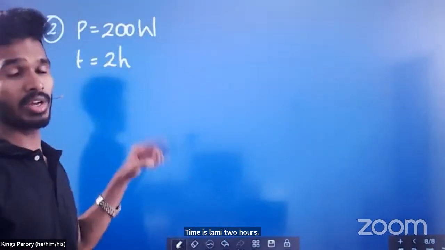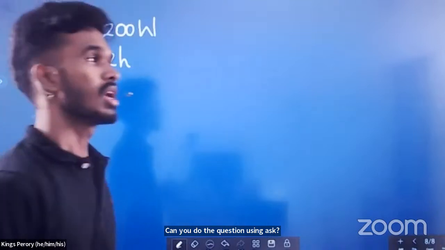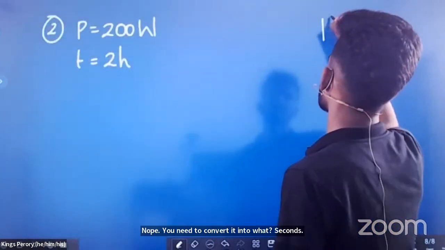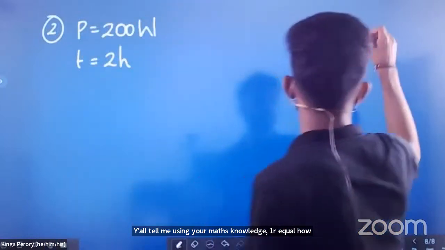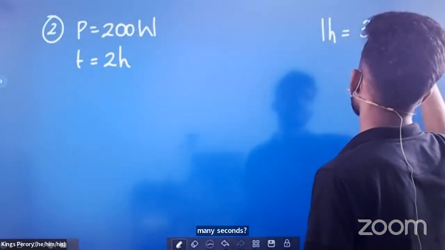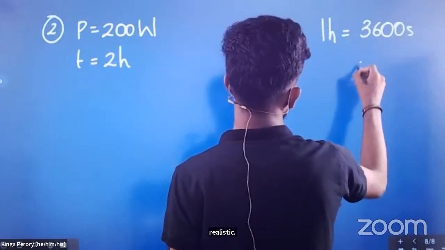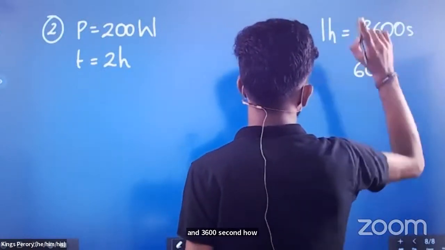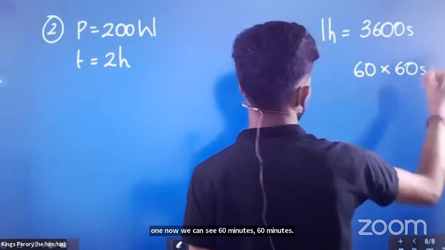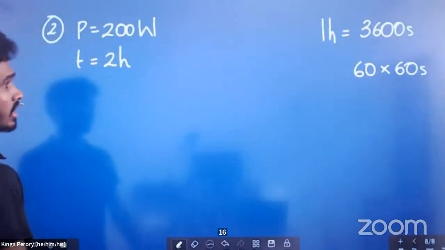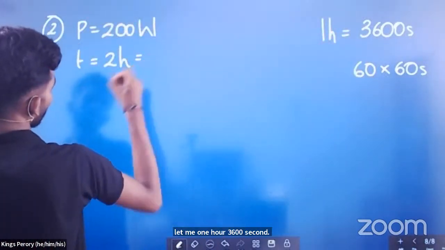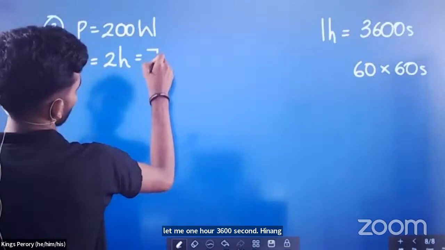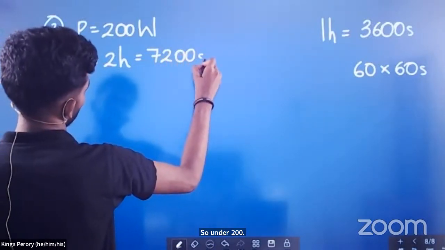Can you do the question using hours? No. You need to convert it into seconds. Using your maths knowledge, 1 hour equals how many seconds? 3,600 seconds. How? 1 hour consists of 60 minutes, and 1 minute consists of 60 seconds. 60 into 60, 3,600. So 1 hour is 3,600 seconds. Then 2 hours is how many seconds? 7,200.